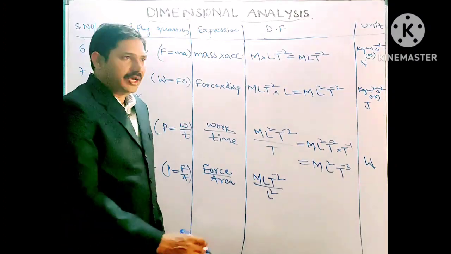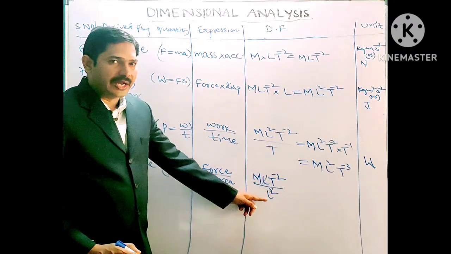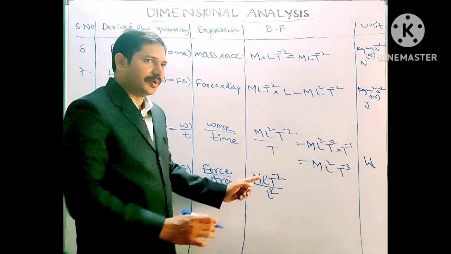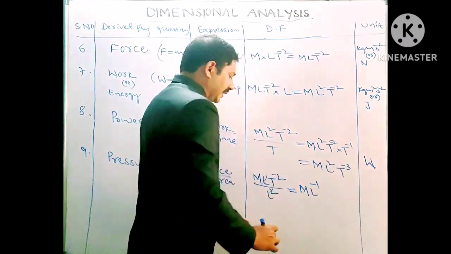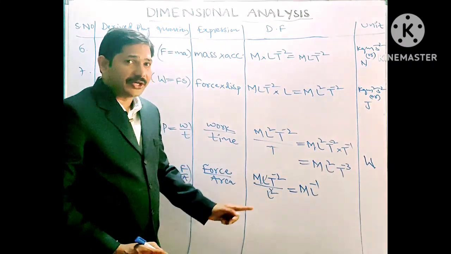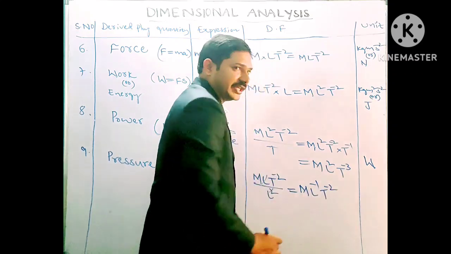L square. Here numerator 1 L and denominator 1 L cancel. In denominator one more L is there. I am sending to numerator. It becomes power minus 1. This denominator L I am sending to numerator. It becomes minus 1. This T power of minus 2 as it is.